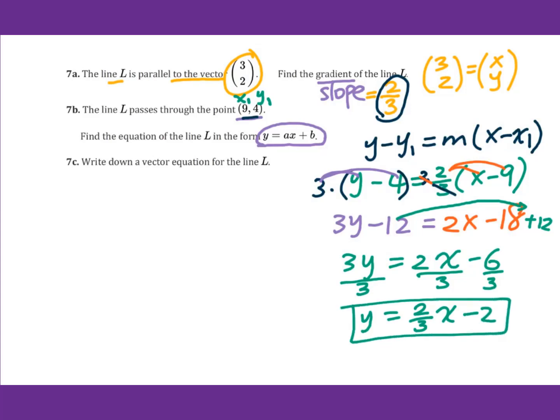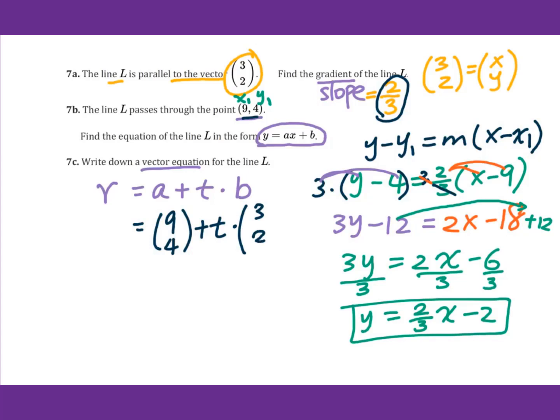Then they said write down a vector equation for the line L. We use r equals a plus t times b. You are given the coordinate on the line, that's 9, 4. So we use 9, 4 plus t times the direction vector given, 3, 2. This will be the vector equation.